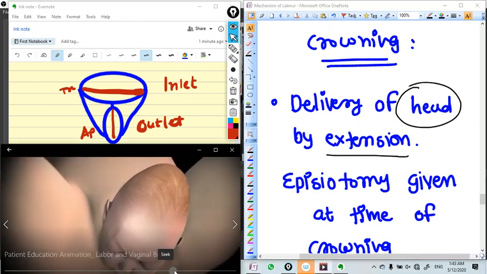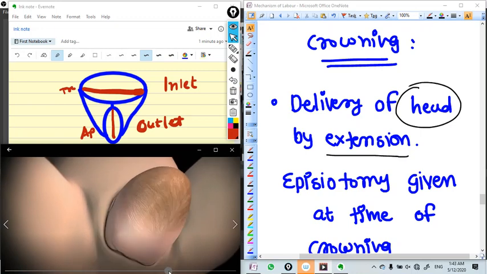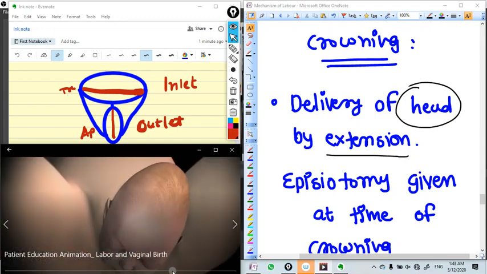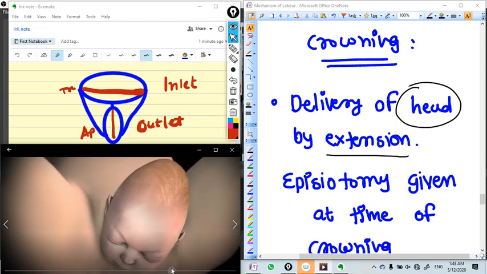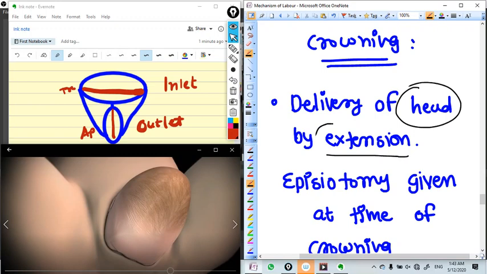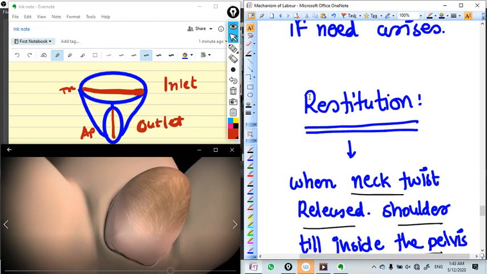Extension. Hey man, what happened? Hey, hey, hey. See? Hey, what happened? I was just pretending to be bowing, but I am not. Now I am going to make you cry, mother. Okay, see. So the delivery of the head happens by extension. Okay, now let's go ahead.